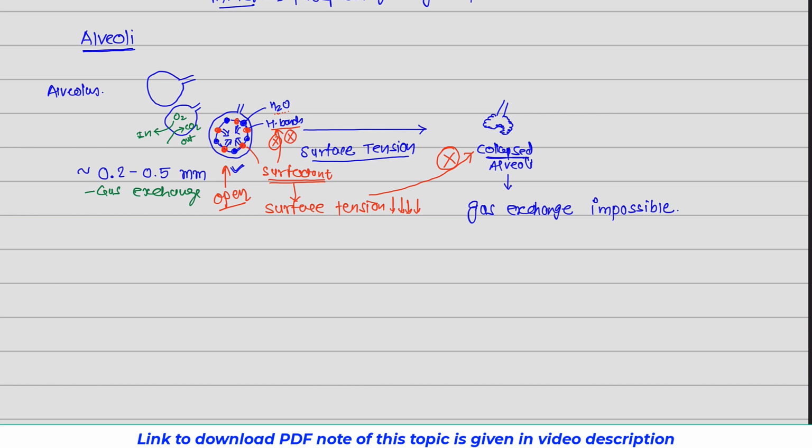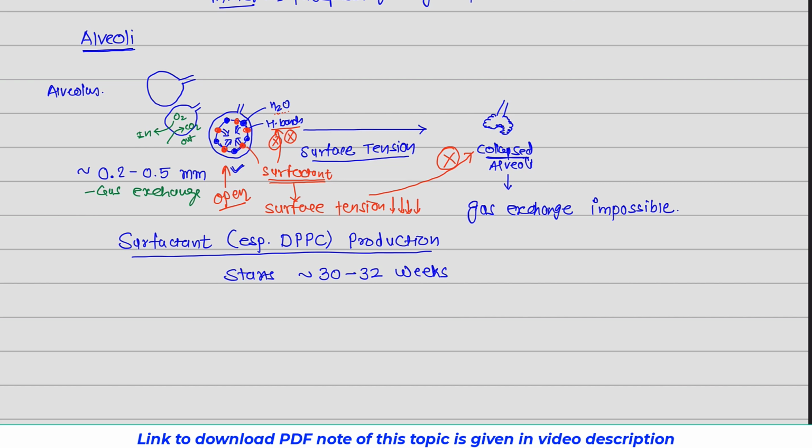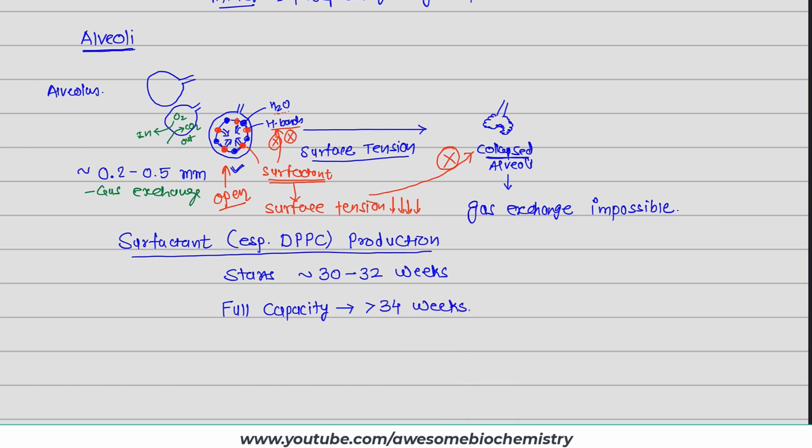Now, here is the critical part. Surfactant, especially dipalmitylphosphatidylcholine, production by fetal lung starts around 30 to 32 weeks of pregnancy, and it reaches its full production capacity only after 34 weeks of gestation. And normally, baby is born after 40 weeks of gestation, which is called a full-term birth.